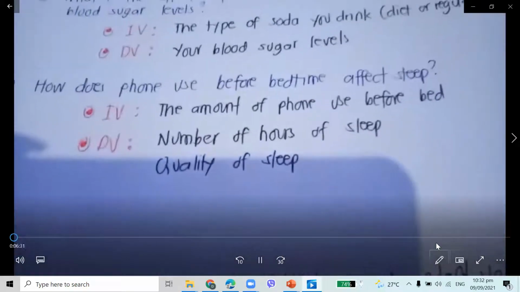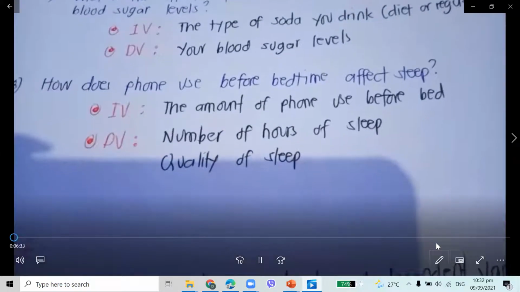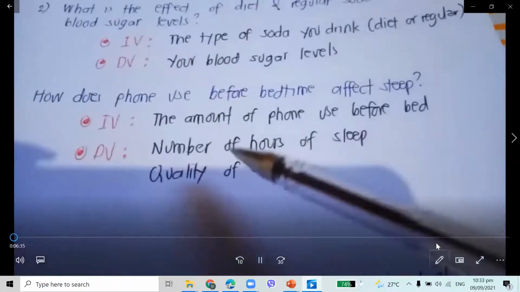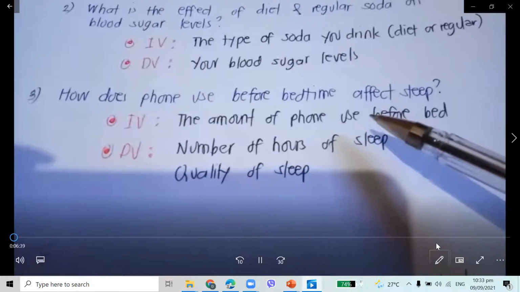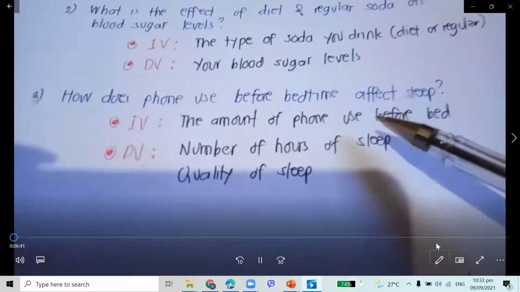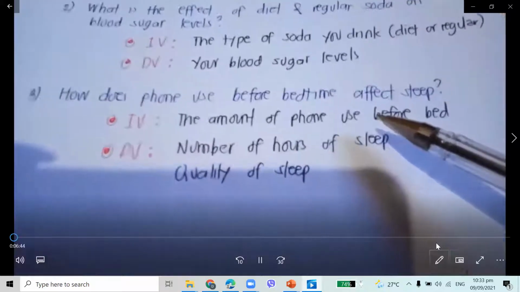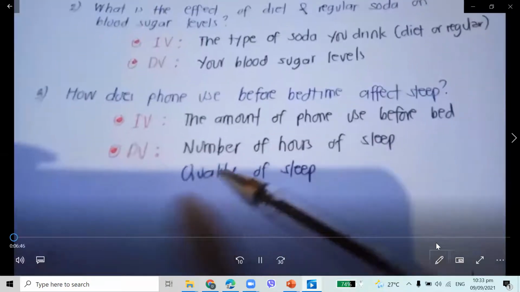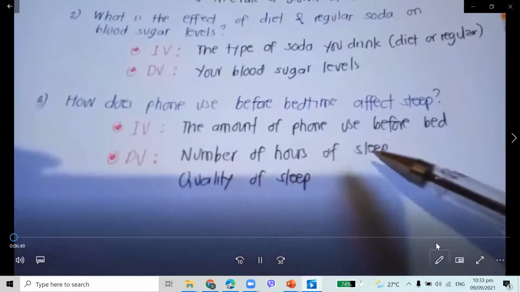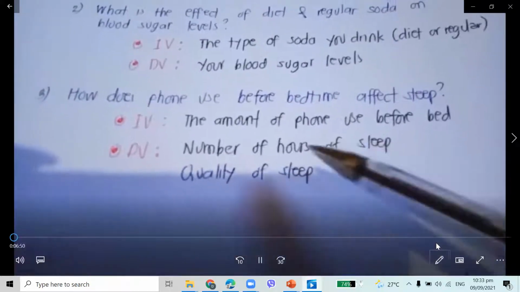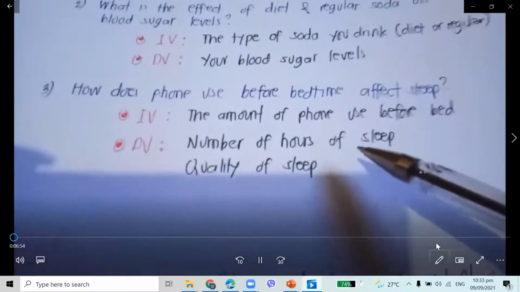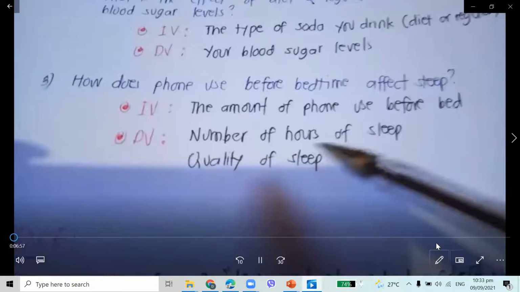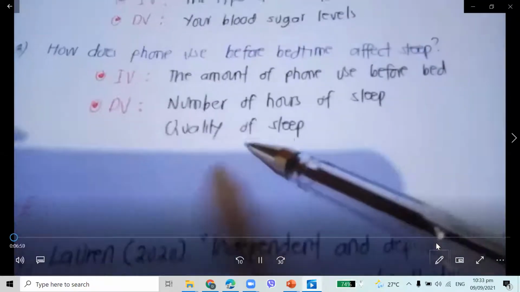And finally, how does phone use before bedtime affect sleep? So clearly, our independent variable is the amount of phone use before bed, meaning how long you make use of your mobile phone or mobile device before you go to bed, and your dependent variable refers to the number of hours of sleep. These are the effects. So you may have fewer hours of sleep if you have longer usage of your mobile phone before bed, and the quality of sleep as well.